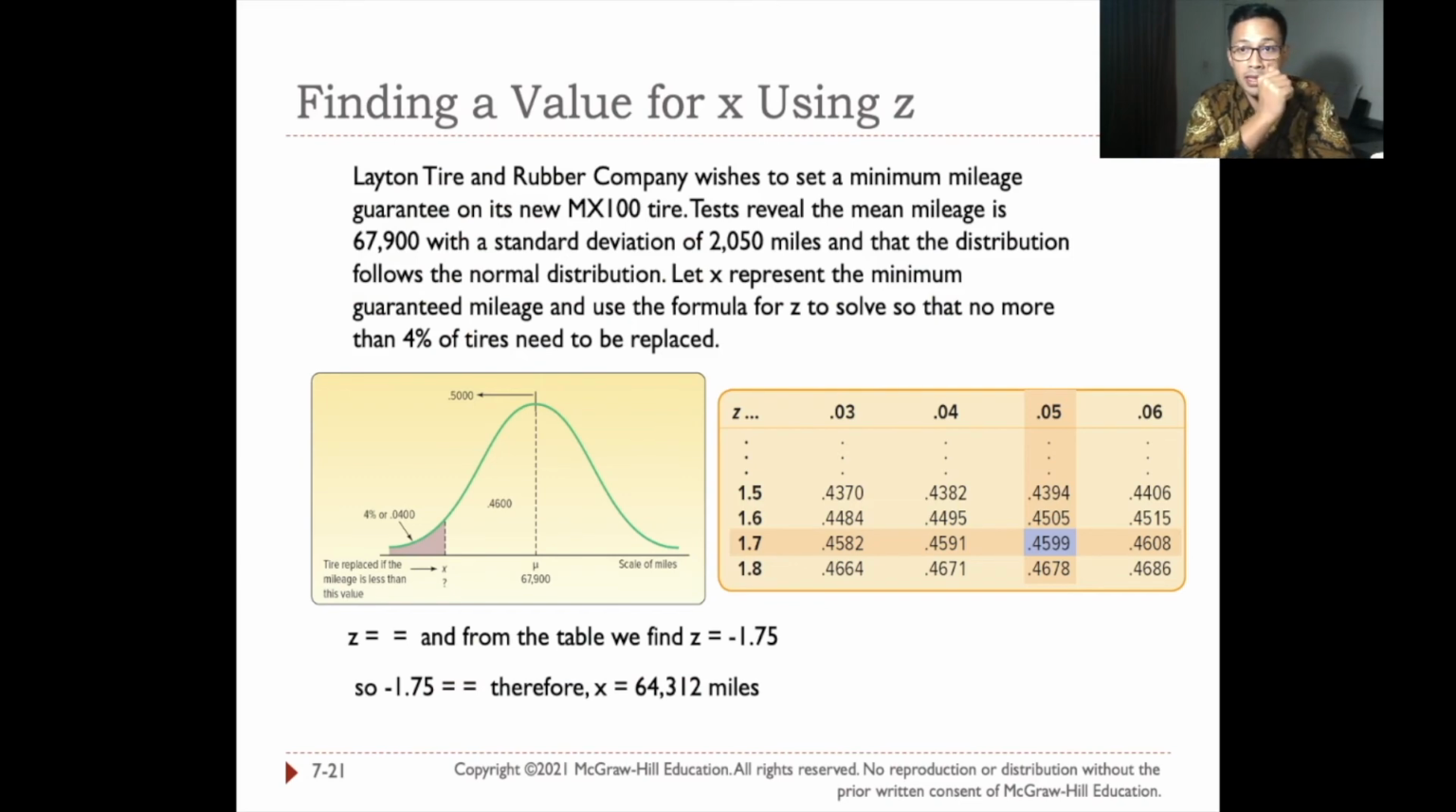Okay, let's put this into a practical example. Leighton Tire and Rubber Company wishes to set a minimum mileage guarantee on its new MX100 tire. Tests reveal the mean mileage is 67,900 with a standard deviation of 2,050 miles. And the distribution follows a normal distribution, and let X represent the minimum guaranteed mileage and use the formula for Z to solve so that no more than 4% of the tires need to be replaced.